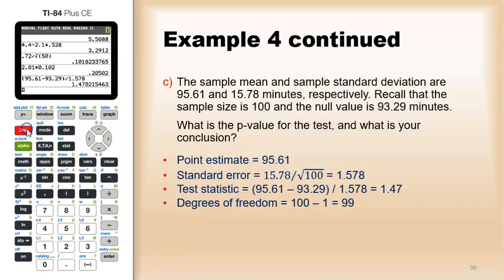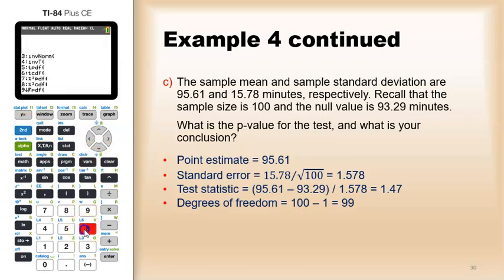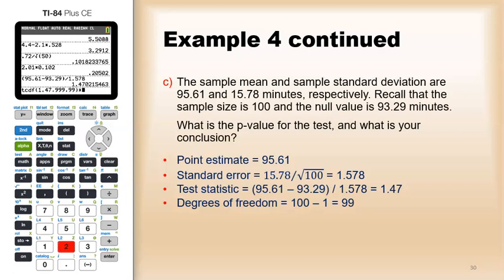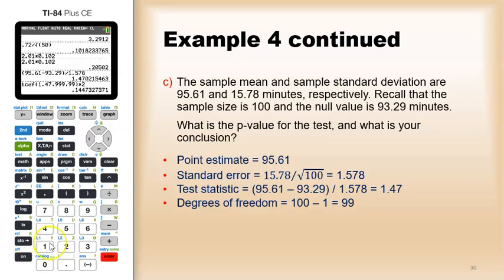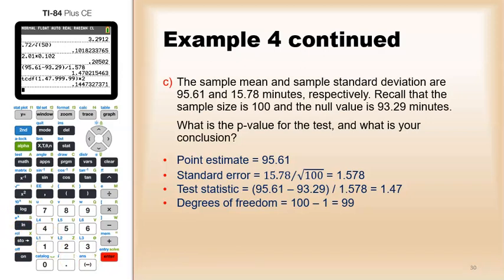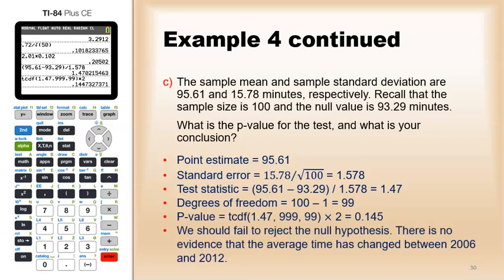And then for the p-value, I would choose tcdf, so option 6, 1.47 to 999, 99 degrees of freedom, and then times 2. And I get a p-value of about 14%. So 0.145. This is larger than 5%, so we should fail to reject the null hypothesis. There is no evidence that the average time has changed between 2006 and 2012. It may be higher, may be lower, but based on my sample, I can't tell.